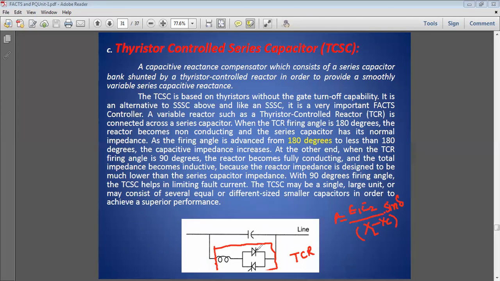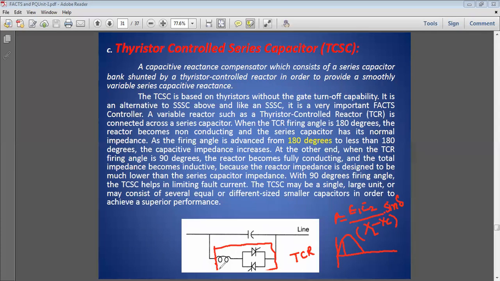So it means that by controlling the firing angle, it is possible to obtain a variable impedance of this circuit so as to obtain a control parameter over the transmission line. Is it clear? So a capacitive reactance compensator consists of a series capacitor bank, shunted by the thyristor controlled reactor.